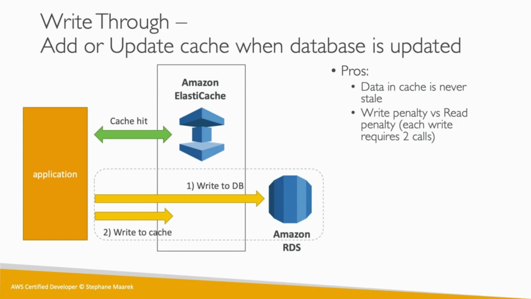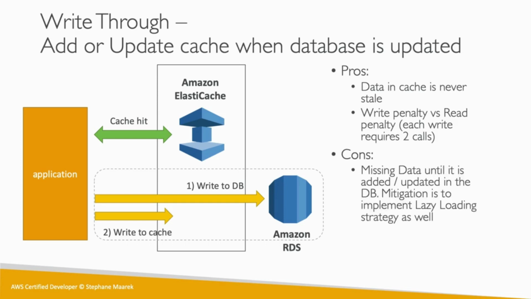But from a user perspective, humans expect a small delay when we write data, and we expect less delay when we read data. So it could be fine to have 2 calls happening for each write. Now the cons of this is that the data will be missing in ElastiCache until it is added or updated in the database. So a way to mitigate this is to also implement the lazy loading strategy as well, meaning that if we get a cache miss, then we're going to look up in Amazon RDS and fill back the data into ElastiCache. So it is possible to combine the write through and the lazy loading method.